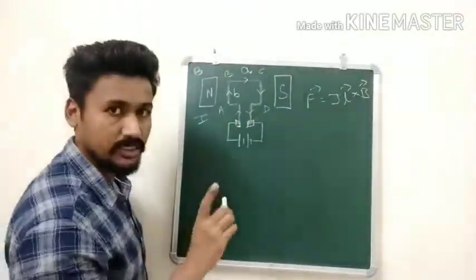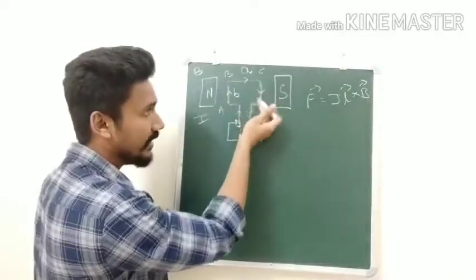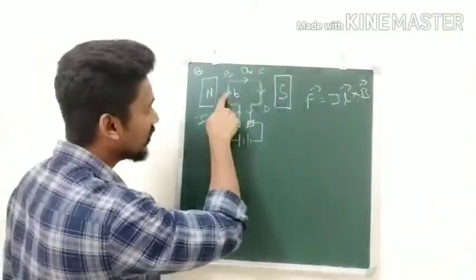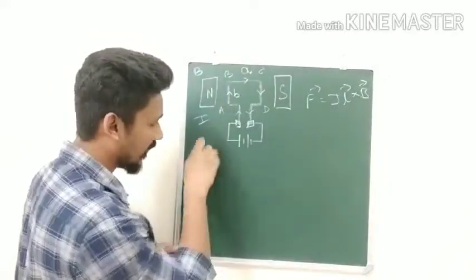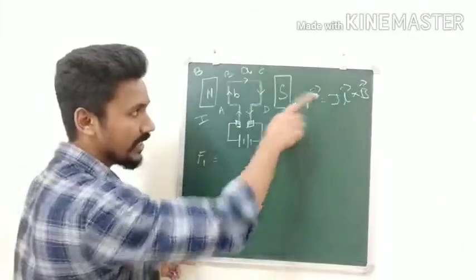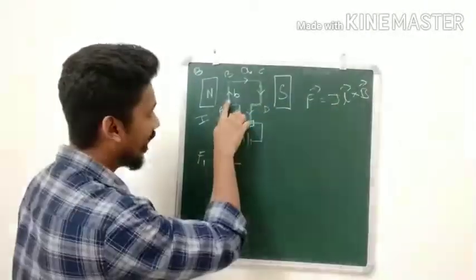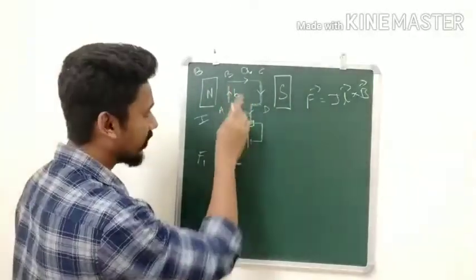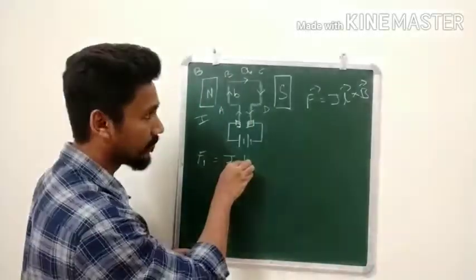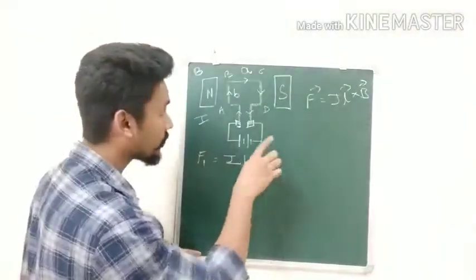So there will be a force acting on AB in the downward direction and on CD in the upward direction. This force on AB, let us call that F1. F1 will be IL cross B. As I told you, sin theta will be 1, so we only get ILB. How much is the current? I. How much is this length? This length we have already determined as small b, and the magnetic field is capital B. So this is F1.